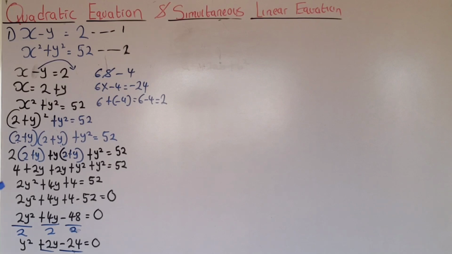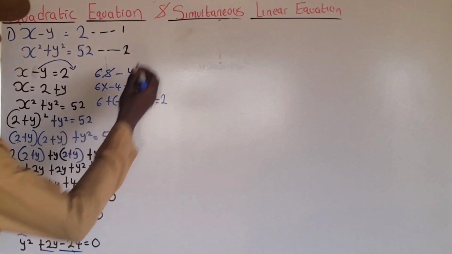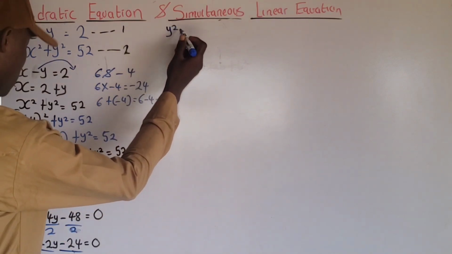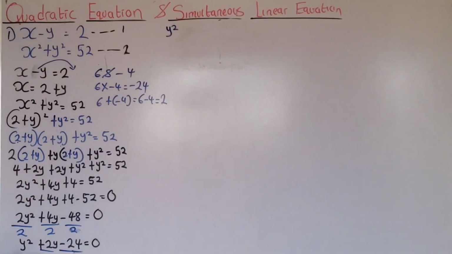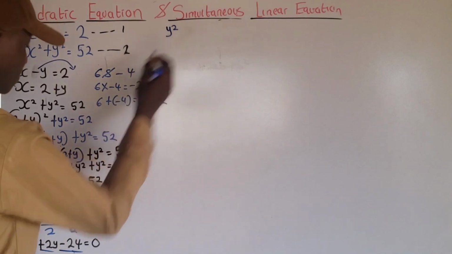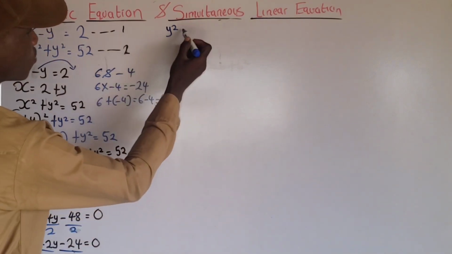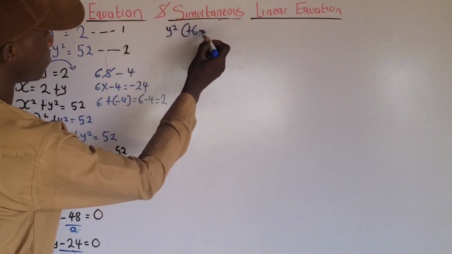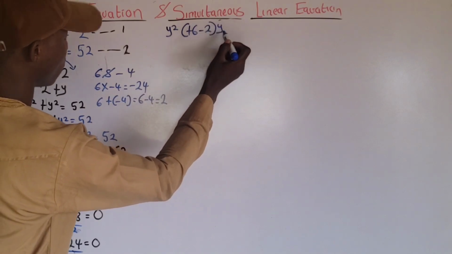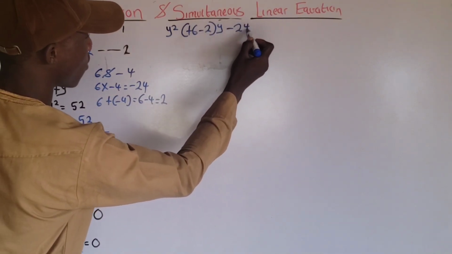Do you understand? Okay? Now, having determined the two numbers, the next step is that I'm going to replace this 2 by those two numbers. So the equation becomes y squared, instead of plus 2y, I'm going to have y squared plus 6y minus 4y minus 24 equals to 0.